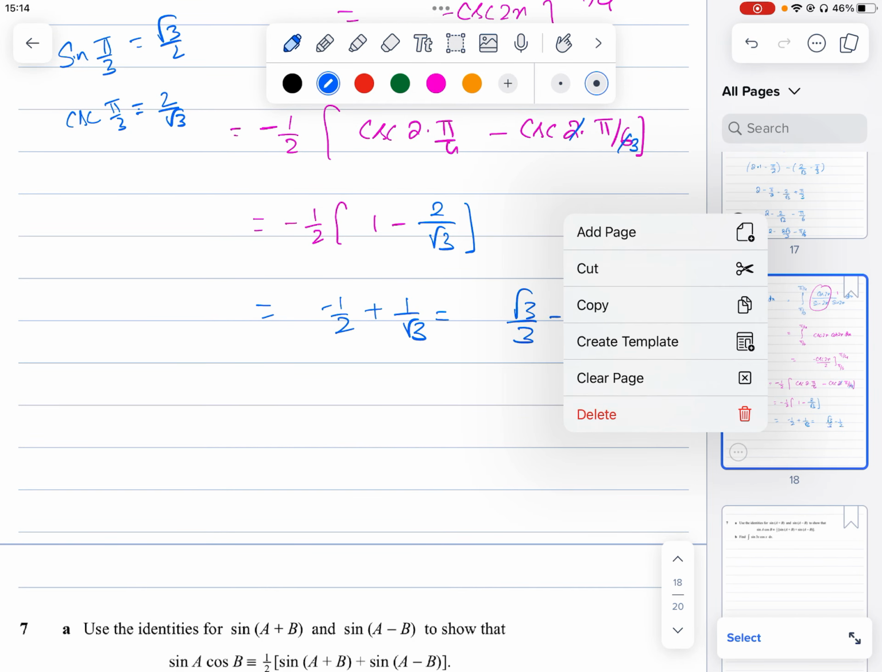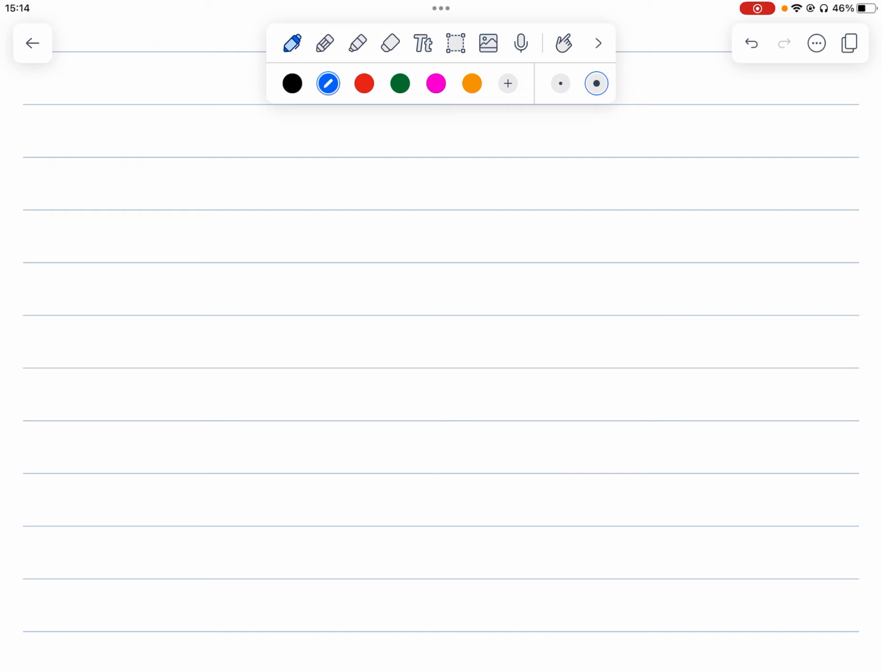I had a page over there. Coming to the next question. The next question, let me check that. What is the next question about?